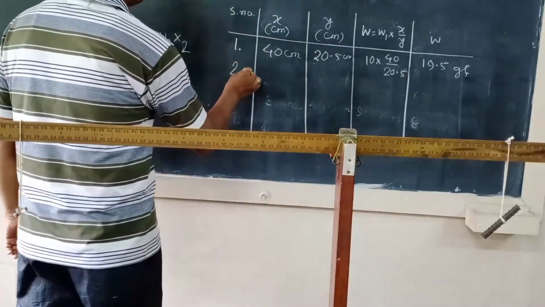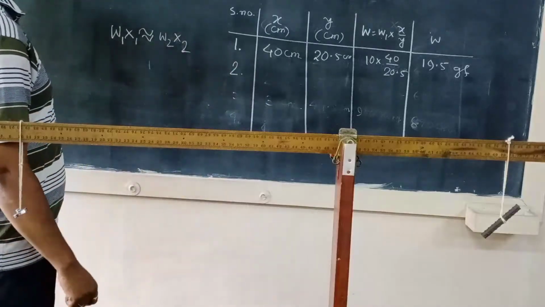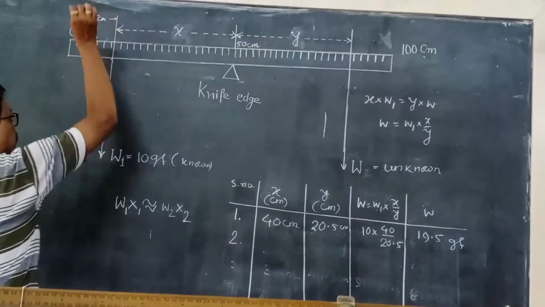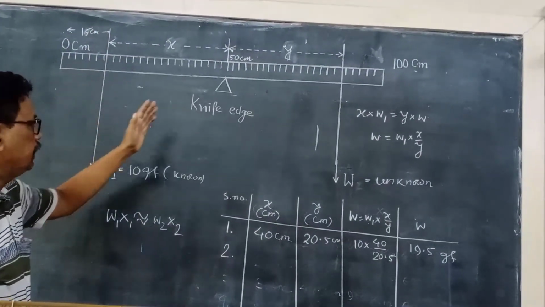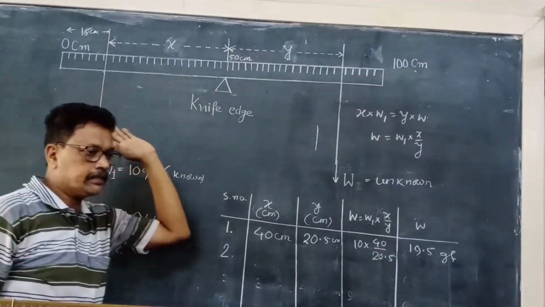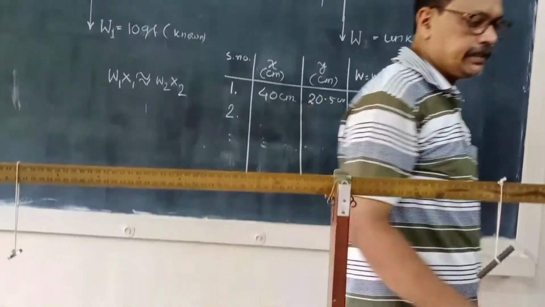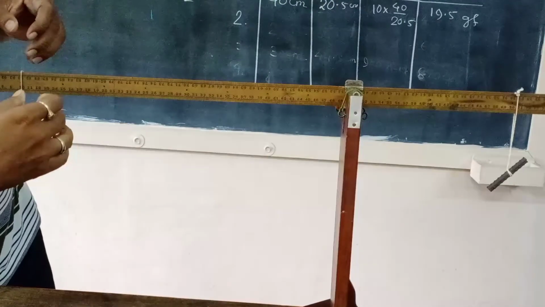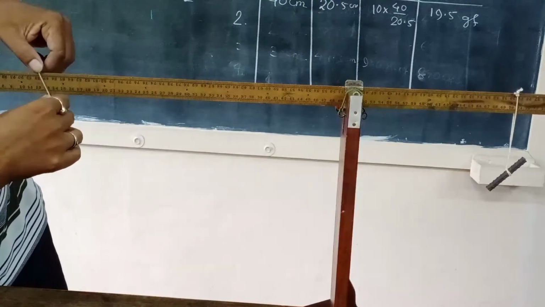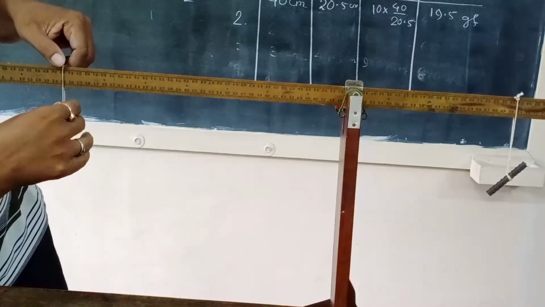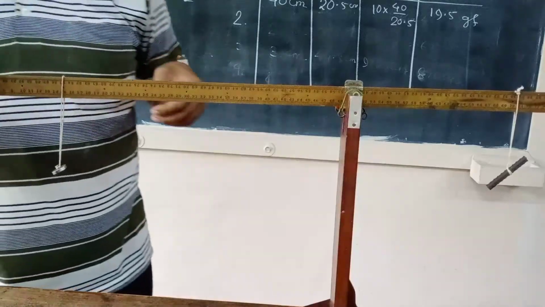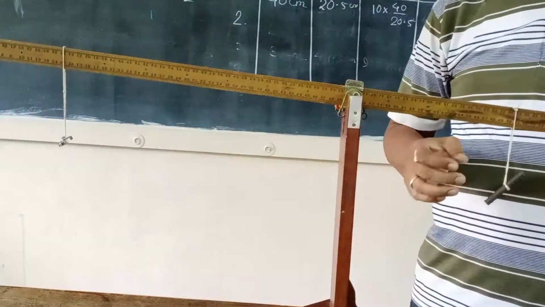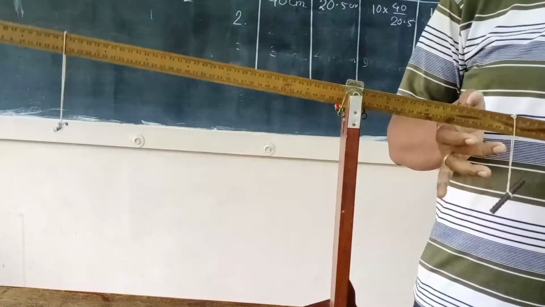Now for the second observation, we are going to shift this to a length of 15 centimeter. It means from the fulcrum this length will be 35 centimeter. Now let us shift it by 5 centimeter. So this is the 15 centimeter mark, and now you see the equilibrium is disturbed, so we have to adjust it.